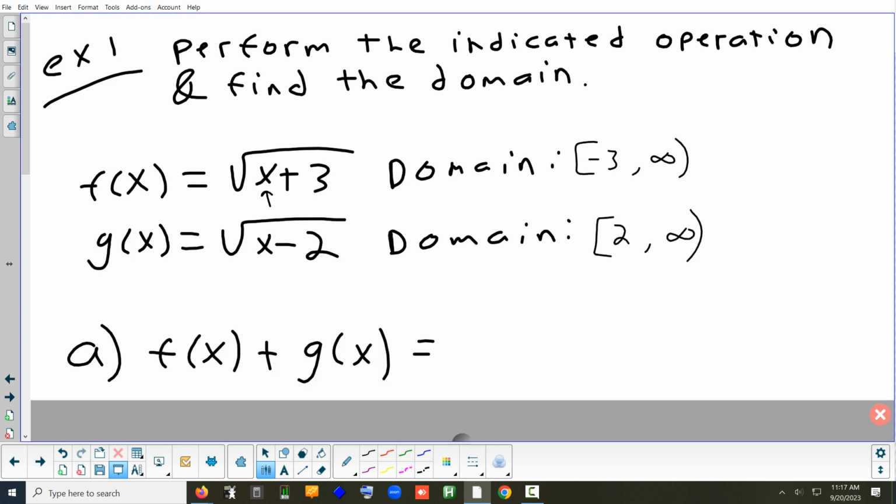Okay, so now I want to combine these functions by adding them. Is what's under the root symbol the same? No, then they're not like terms. It's not like you have a square root of x plus 3 and then 5 square roots of x plus 3. When you add 1 square root of x plus 3 and 5 square roots of x plus 3, you get 6 square roots. They're not like terms. So all you can do is this. Square root of x plus 3 plus the square root of x minus 2.